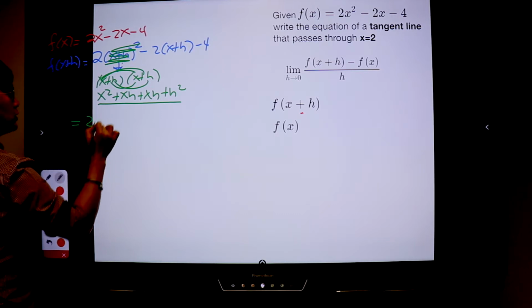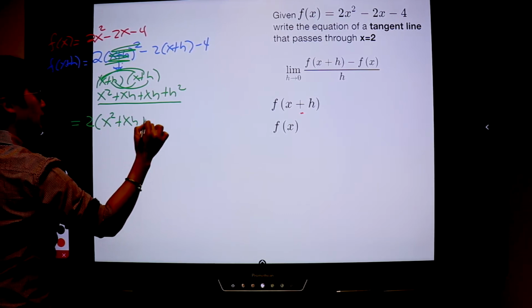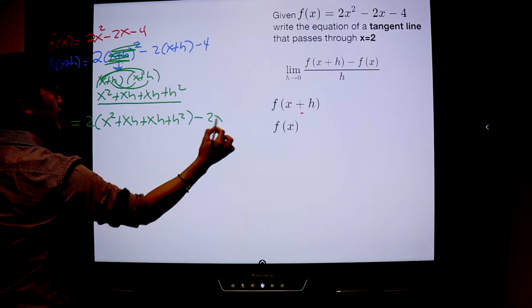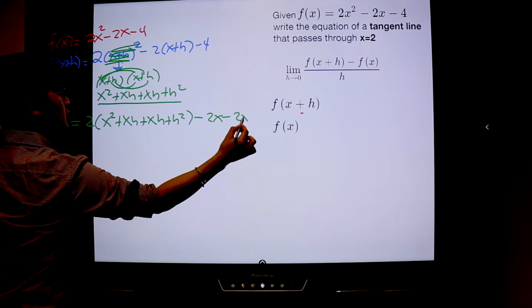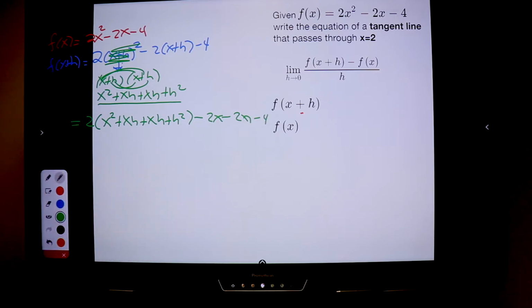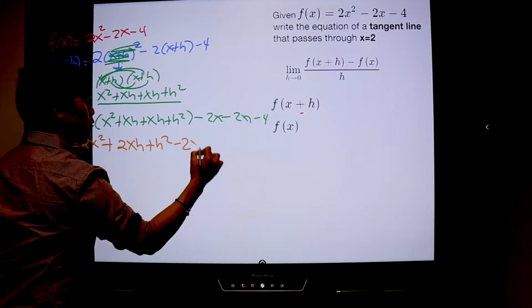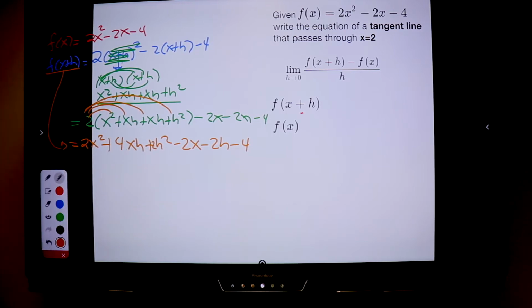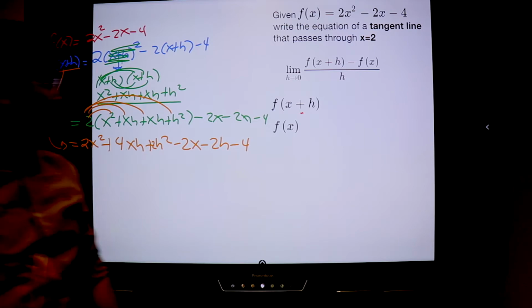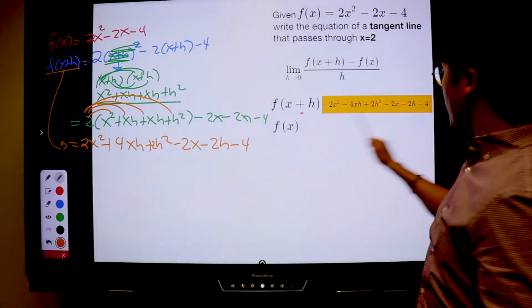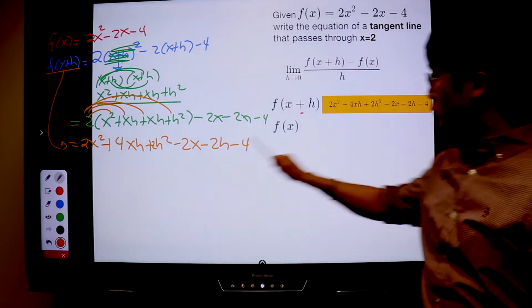So we'll have 2 times x squared plus xh plus xh plus h squared, minus 2x minus 2h minus 4. Did I do my math right? Okay. Can I further simplify this? Yes. This form now of my f of x plus h: 2x squared, plus 4xh, plus 2h squared, minus 2x, minus 2h, minus 4.